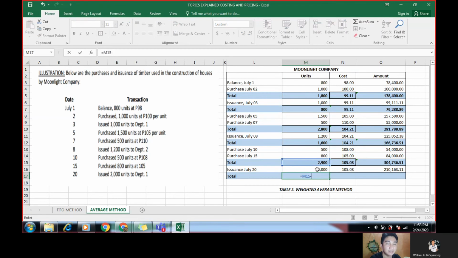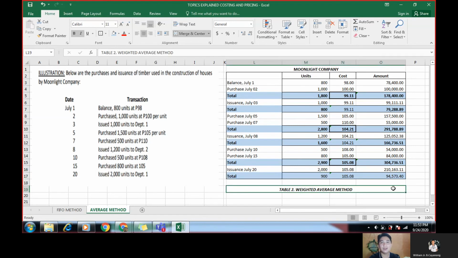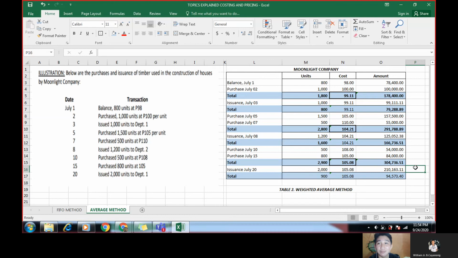So, therefore, the total is 2,900 minus yung issuance, nabawasan siya. Therefore, 900 units na lang at a price of 105. Okay po, ililink na lang natin. Then, yung amount ng 2,900 units minus yung issuance. Therefore, ang natira na lang is 94,573.40. So, I hope you have learned this portion, the weighted average method.